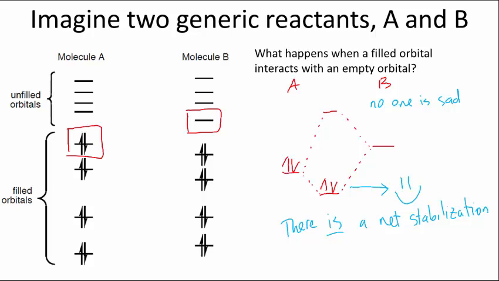So the moral of the story is what we care about when we're thinking about 2 molecules interacting with each other are interactions between filled orbitals on one and unfilled orbitals on the other. So these are the ones we focus on. Filled orbital interacting with an empty orbital.